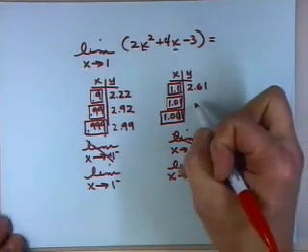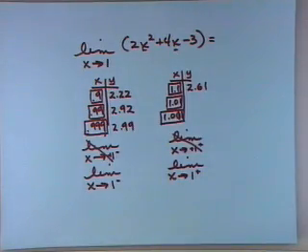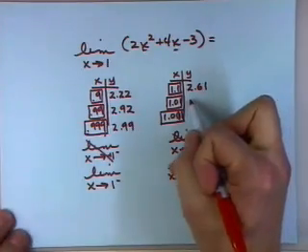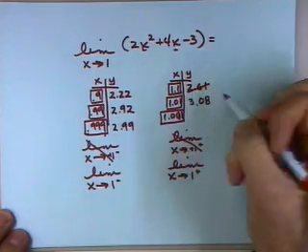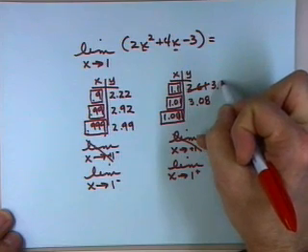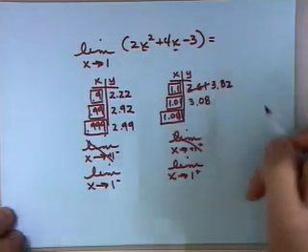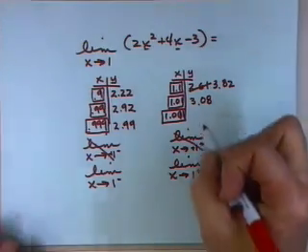$2.06. Is that right? I think it's 3.08. For the first one, I got 3.82. Okay, I'm somewhat dubious of that right now. 3.82? 3.08. Yeah, some agreement on 82. And 3.82. And 3.01.